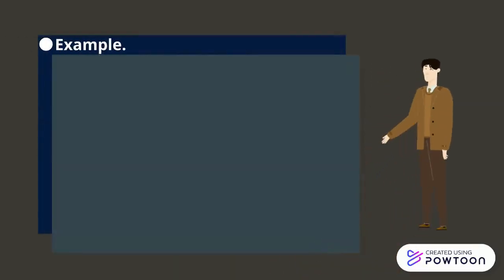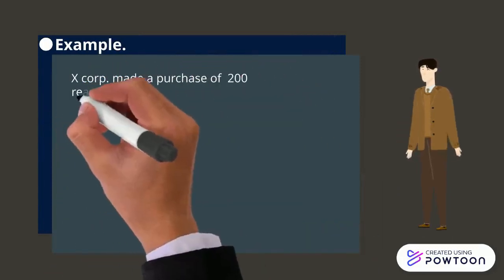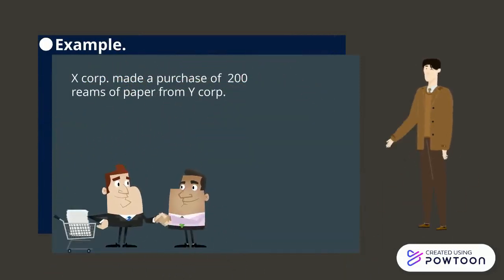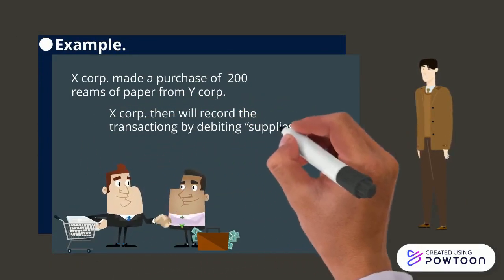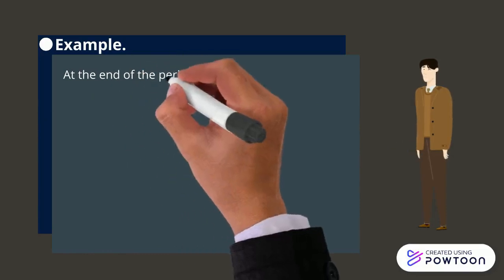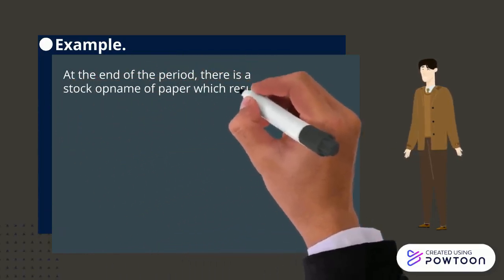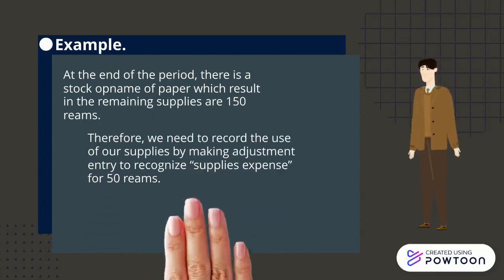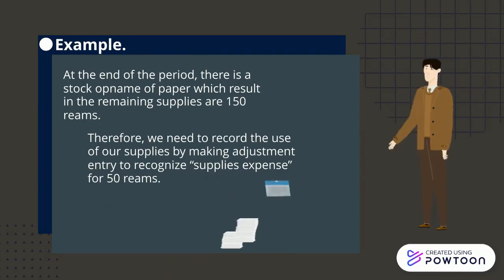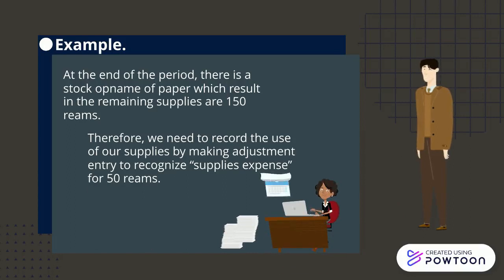To get a further understanding, I will give you an example. Let's say X corporation made a purchase of 200 reams of paper from Y corporation. X corporation then will record the transaction by debiting the supplies account. At the end of the period, there is a stock opname of paper which results in the remaining supplies being 150 reams. Therefore, we need to record the use of our supplies by making an adjustment entry to recognize supplies expense for 50 reams.